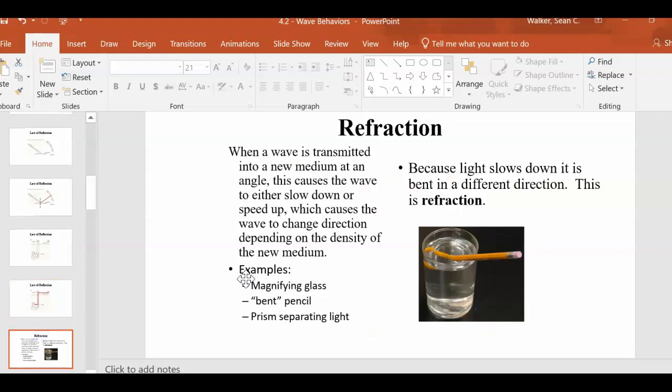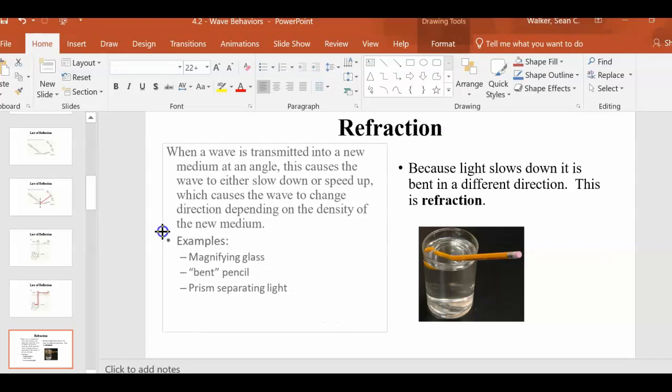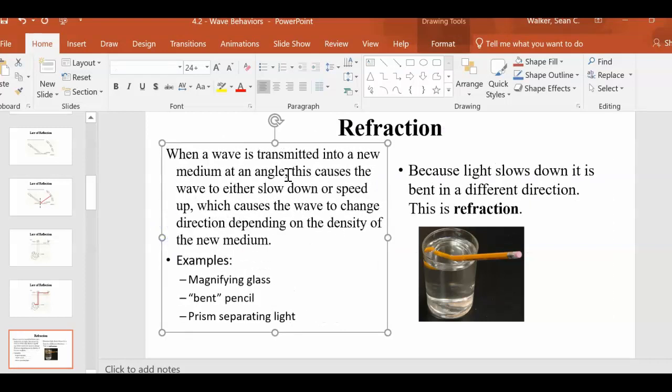All right, so let's talk about refraction. Most people know what reflection is. Refraction is something completely different. When a wave is transmitted into a new medium, and remember, when I say medium, I just mean whatever substance the wave is moving in, at an angle, the wave is going to either slow down or speed up. The wave speed is going to change.